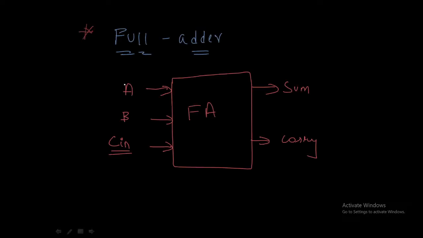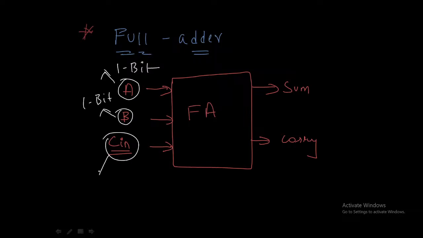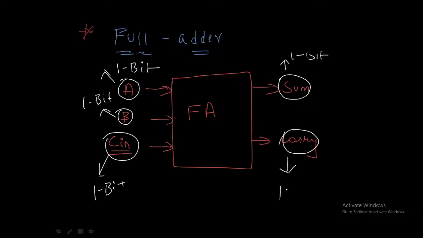So in the case of full adder also, this is of 1 bit, so inputs are only 1 bit. In the case of full adder and half adder, inputs are of only 1 bit. This sum is also of 1 bit. Okay, output is also 1 bit. Do remember this. This is also 1 bit.